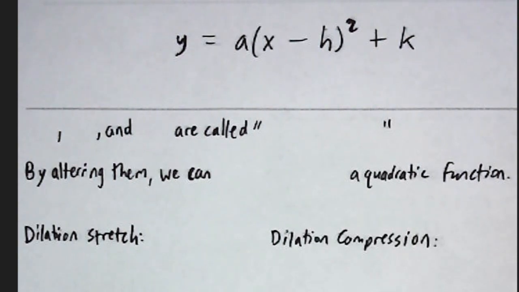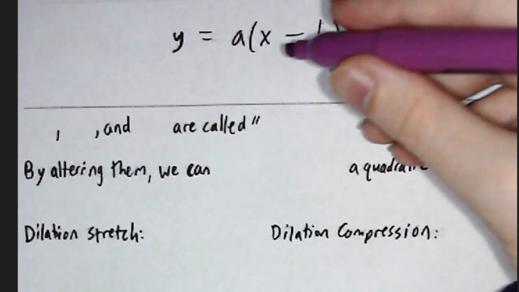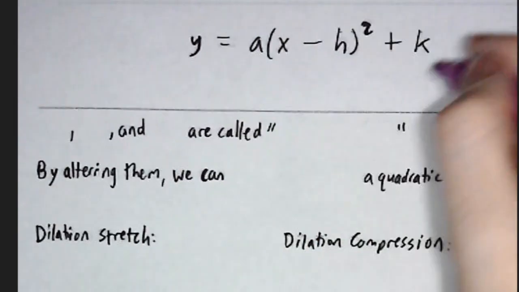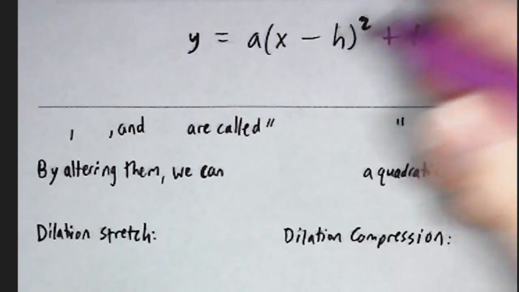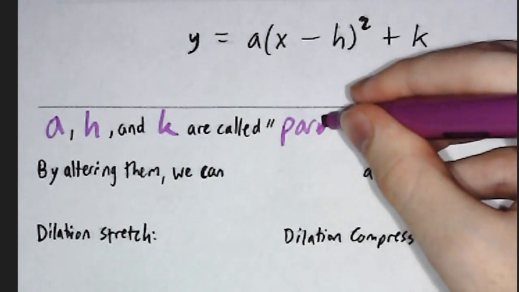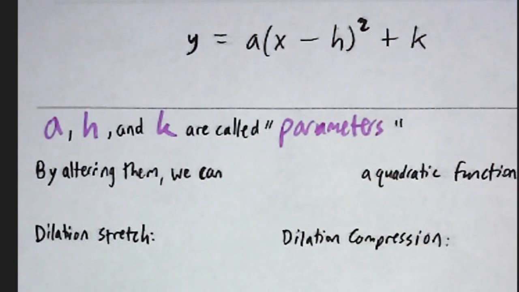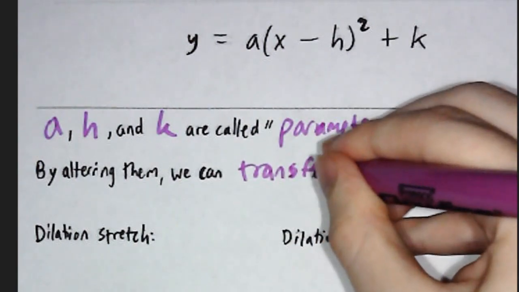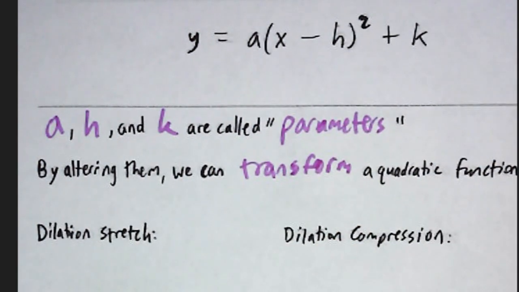Okay, so let's get started by talking about the parameters of a quadratic function. So just like last time we had parameters m and b for linear functions, this time this is the general form of a quadratic function, and we have a, h, and k, and these are called parameters. By altering them, we can transform a quadratic function. So just like last time, we have a bunch of different transformations that we can apply. The three big ones are dilations, translations, and reflections.